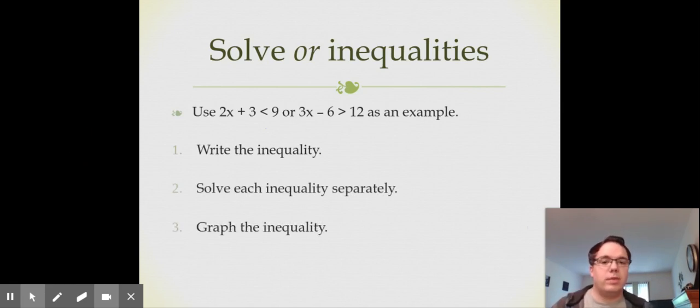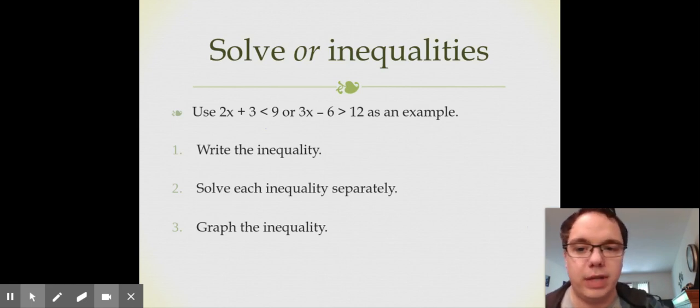So here's what we're going to do to solve or inequalities. Notice with the or inequalities, you actually have the word or in there to begin with, unlike the and one. So you're going to have two separate inequalities. That should help you remember that you're going to go in separate directions. And you're just going to solve each inequality like you would the other day. So just solve 2x plus 3 is less than 9. Then solve 3x minus 6 is greater than 12. Put the word or in between your solutions and graph them on one graph.